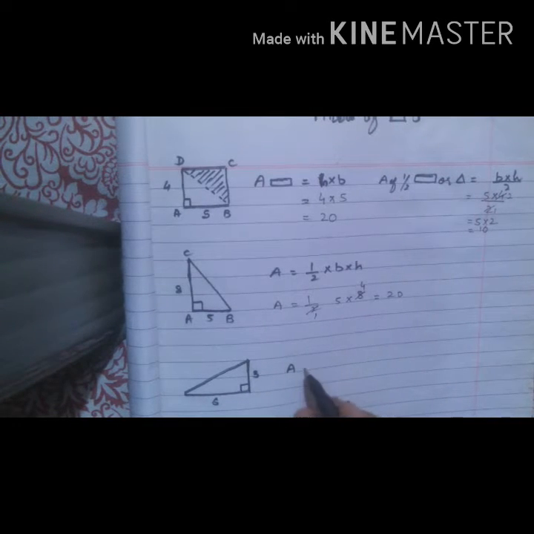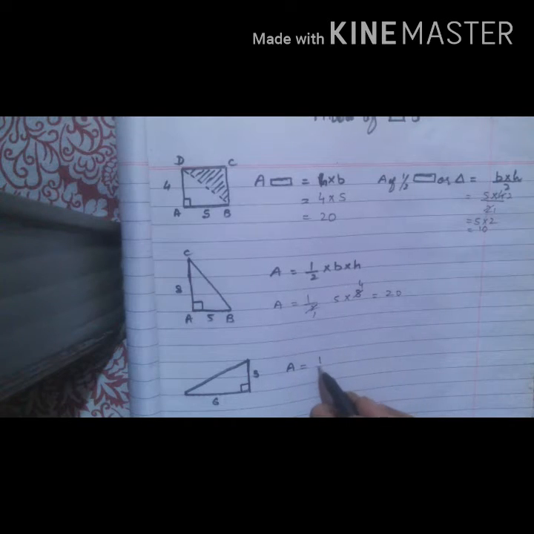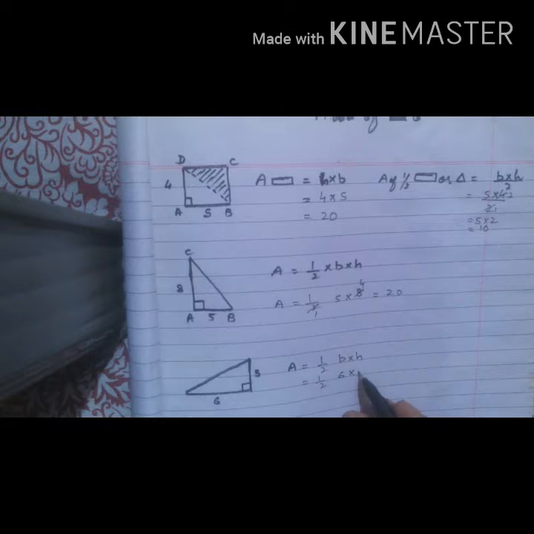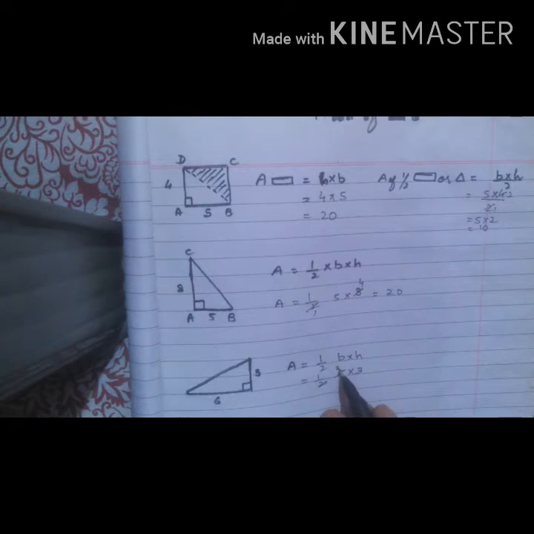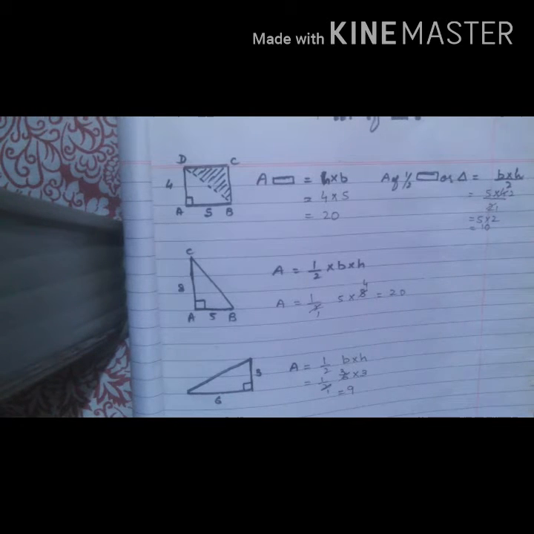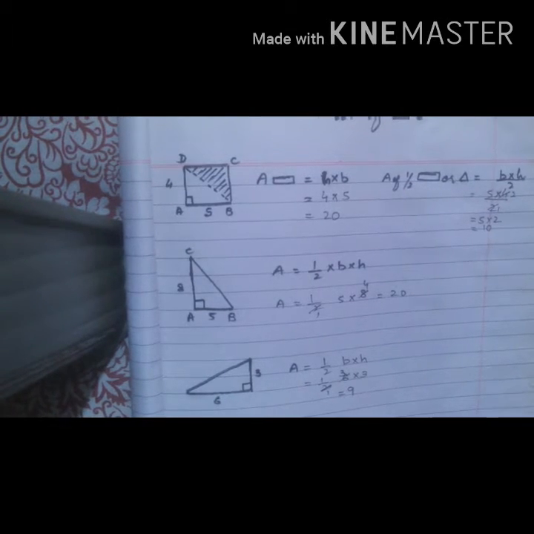In order to find its area, as we know, it is half into base into height, right? So half into base, which is 6, into height, which is 3. Now simplifying in the same fashion as we did earlier, we can simplify this 2 by this 6: 2 ones are 2, 2 threes are 6. Now the remaining units are 1 into 3 into 3, that is 9 square units. So the area of this given triangle will be 9 square units.